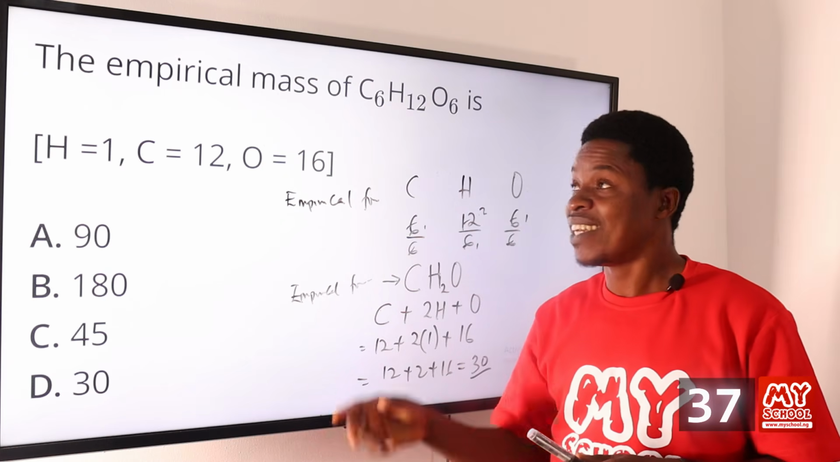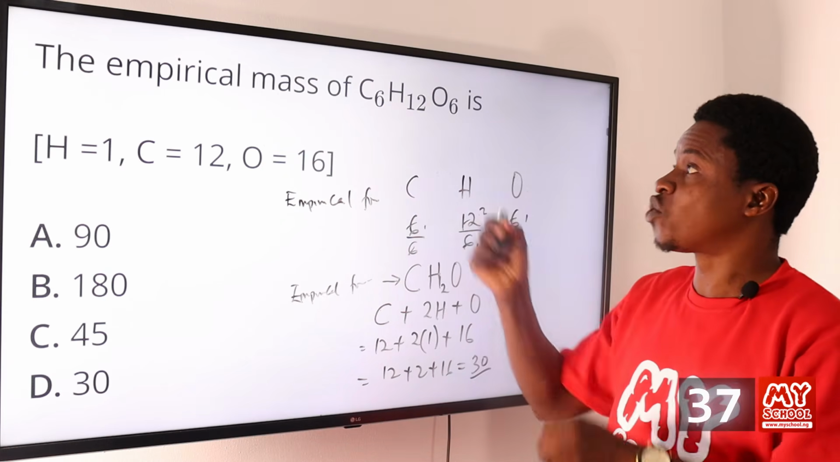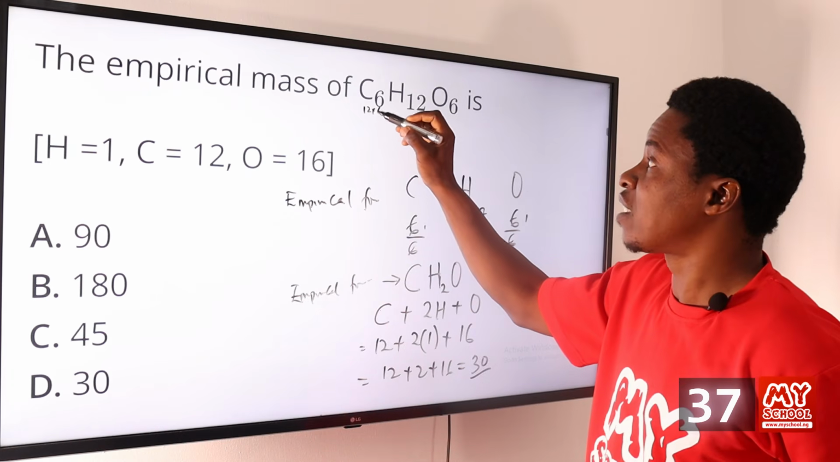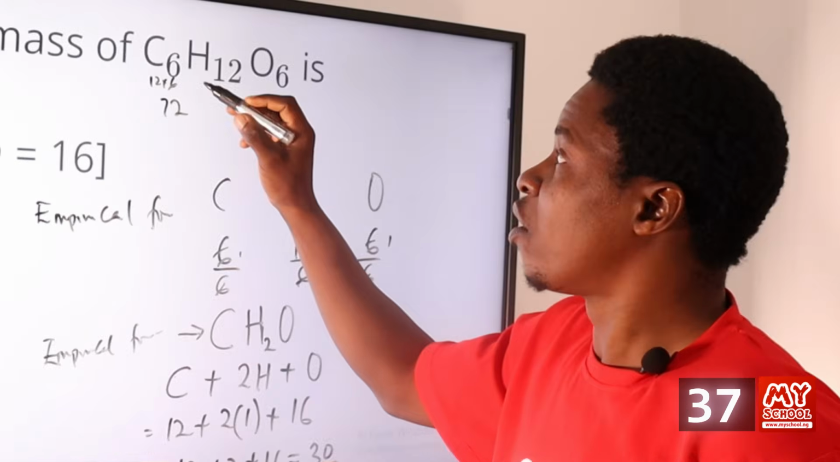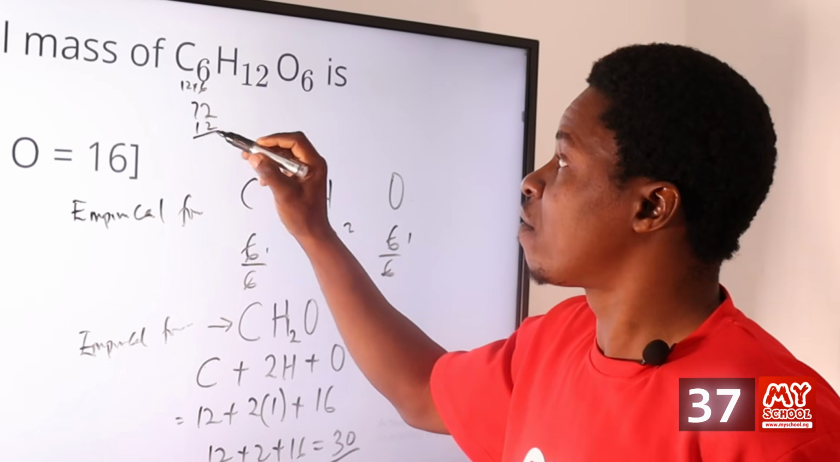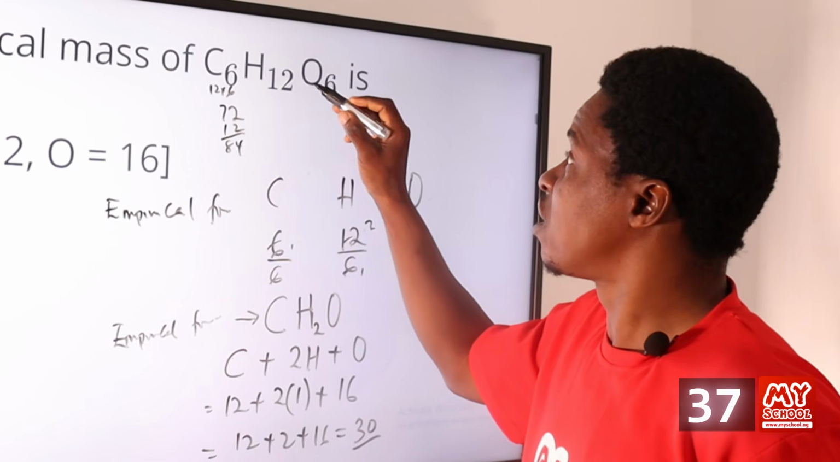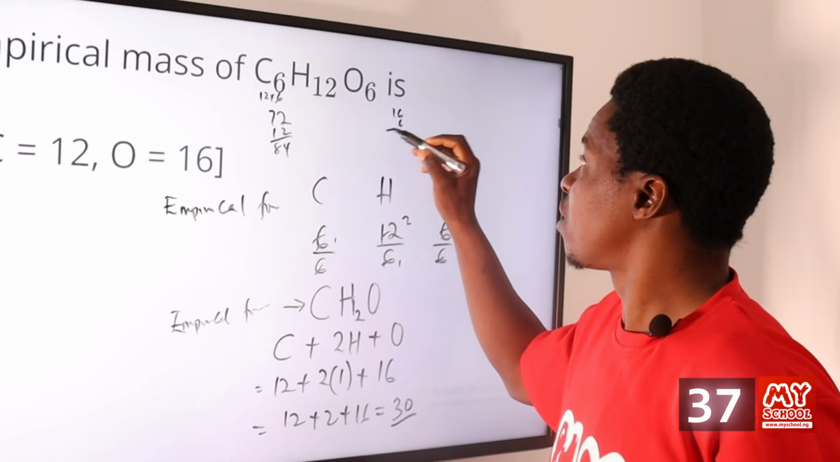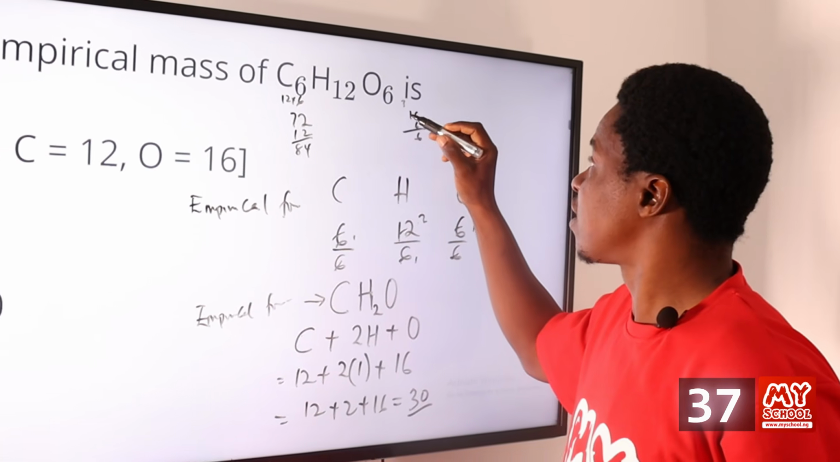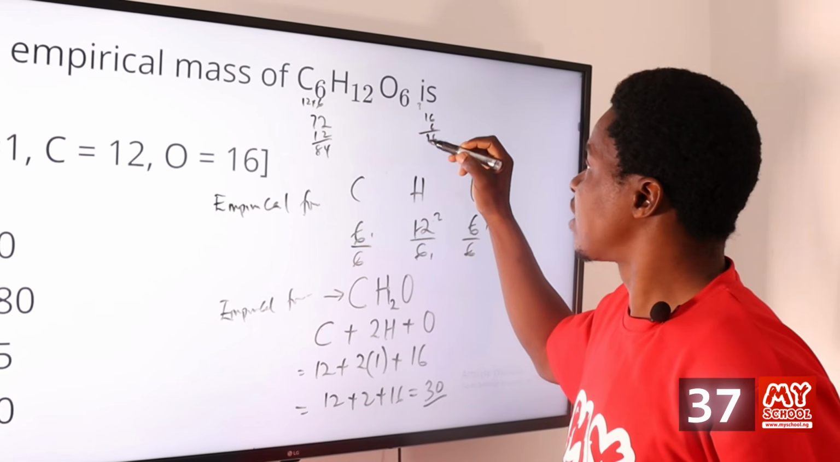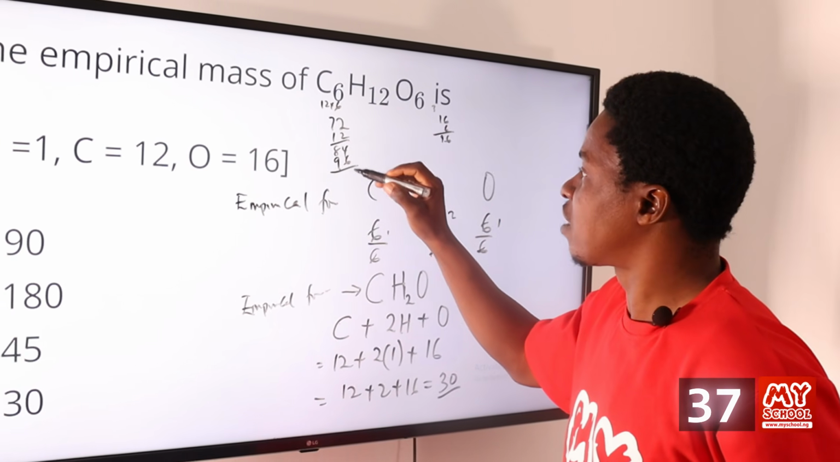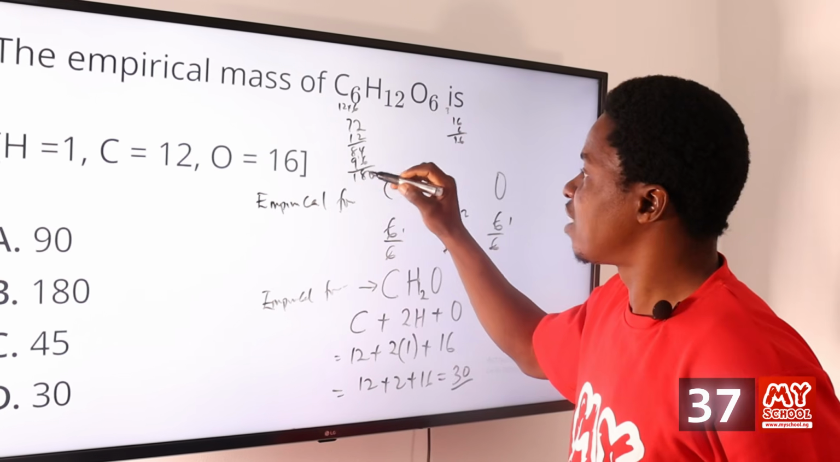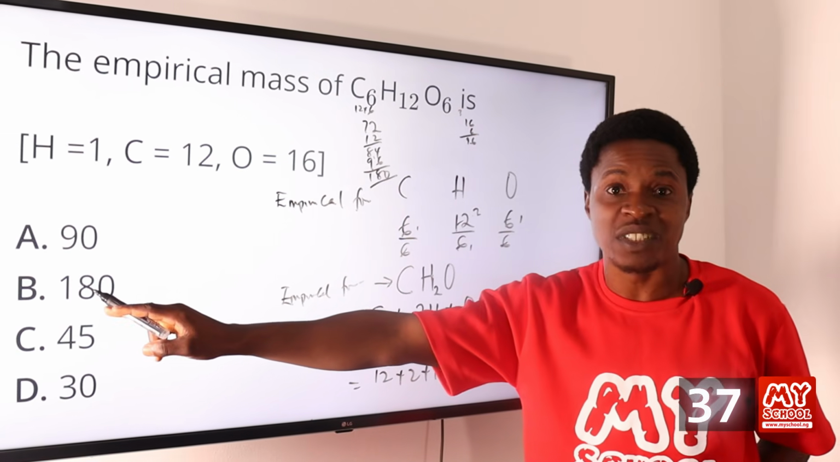This is a JAMB exam. They know that some students will just say, okay, here is 12. Let's try it. 12 times 6, that's 72, plus 1 times 12, that's 12, that is 84. Then we have oxygen, 16 times 6. What does that give us? That is 96. So 96 plus 84 gives us 180. You can see there's an answer there, which is B.